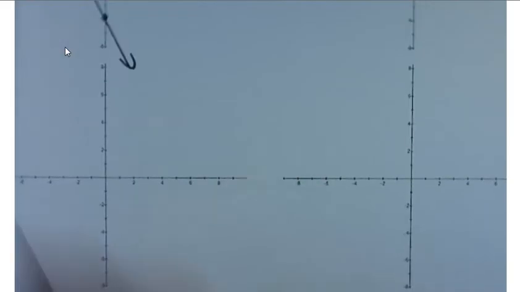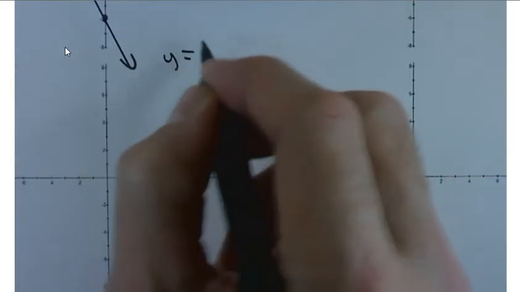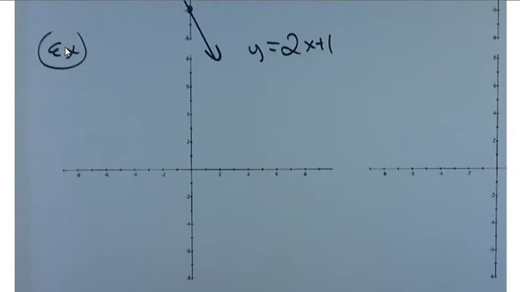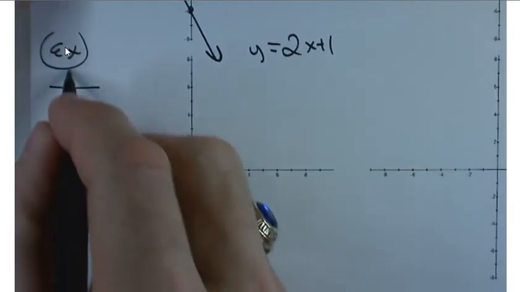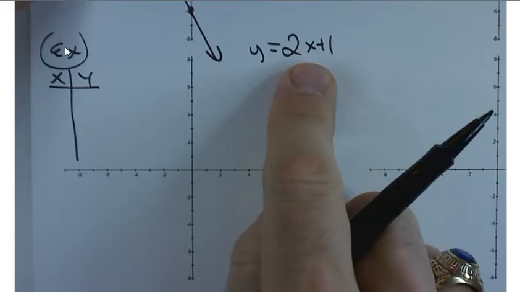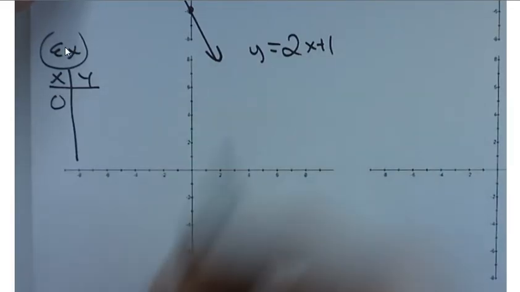y equals 2x plus 1. Notice I have the y variable by itself. So it's easy to plug in values for x. Let's just do that right here. X and y. Since I have y by itself, we'll plug in 0 for x. 0 for x gives me 1 for y.